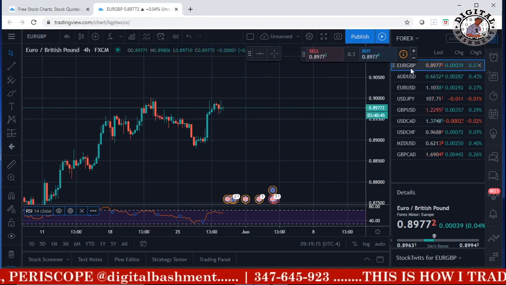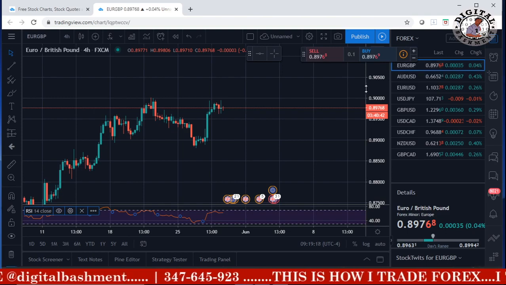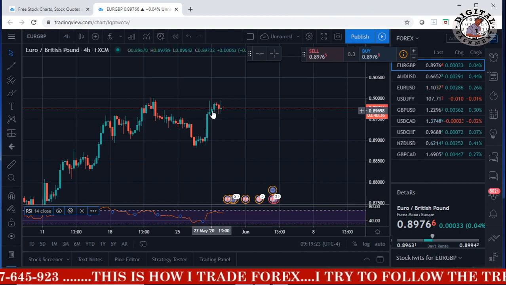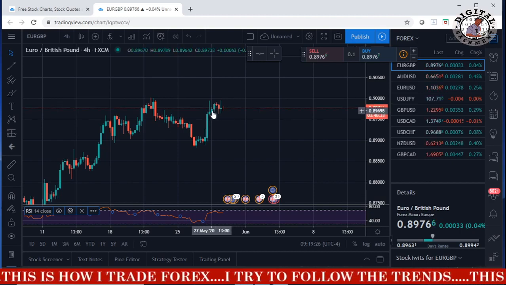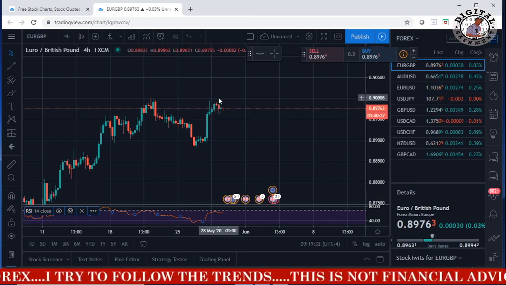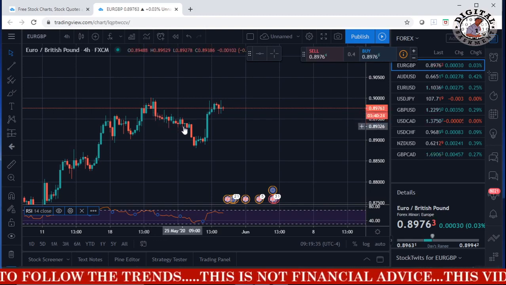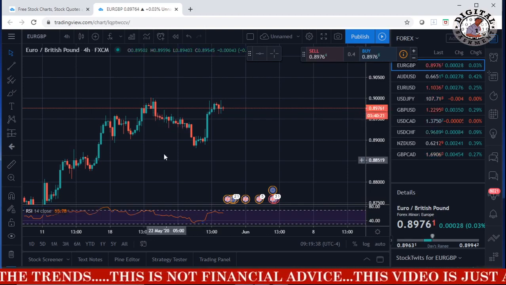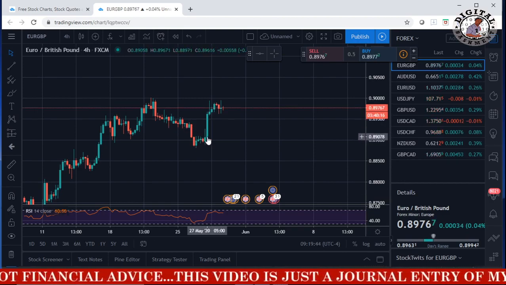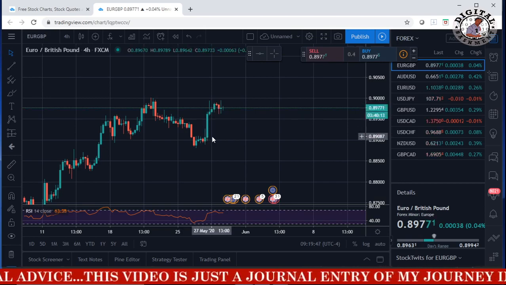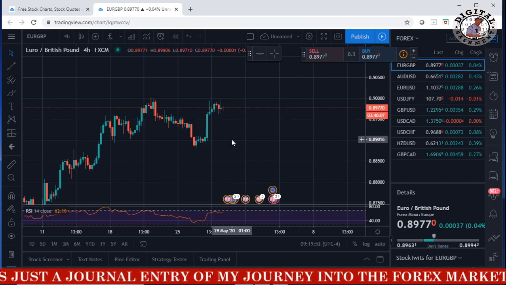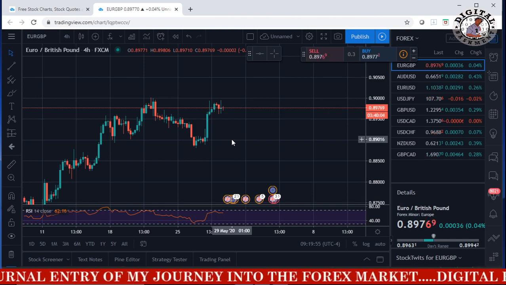So this is euro, pound, and as I can see here, nothing much happening trend wise under the 4 hours. This was a nice little trend. I missed that, and then it consolidated here, then it shot back up, but then it's just consolidating around here. So I would probably stay out of that for now.